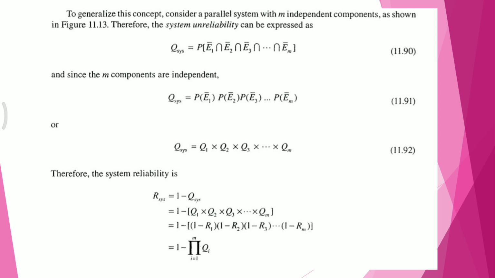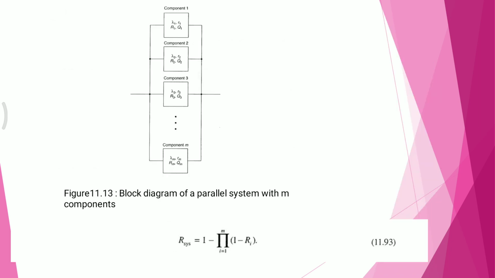to Qm. Therefore, to find the system reliability, R system is equal to 1 minus Q system, which can be given as 1 minus the product over i from 1 to m of Qi. This is the block diagram of a parallel system with m components connected, which can be given with the equation R system is equal to 1 minus the product over i from 1 to m of 1 minus Ri.